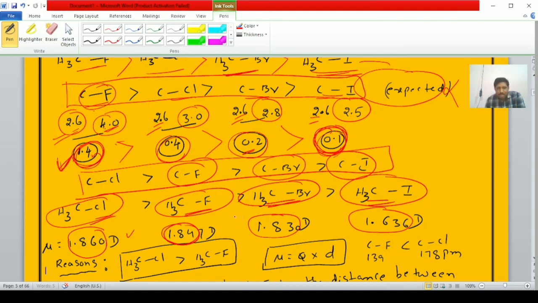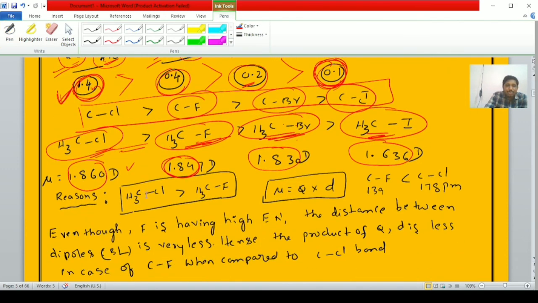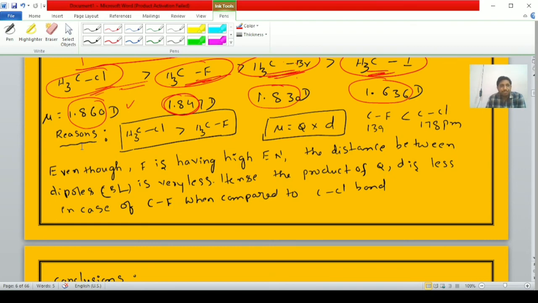Here the observation, students, is that chloromethane has a higher dipole moment than fluoromethane. Fluoromethane has a higher one than bromomethane. Bromomethane has a higher one than iodomethane. Here this order is not what we expect. Our expected order would be fluoro greater than chloro, but here chloro is greater than fluoro. The remaining orders are as usual, bromine and iodine in the correct order. But here there is one exception, students. The reasons we are discussing are very interesting, students.